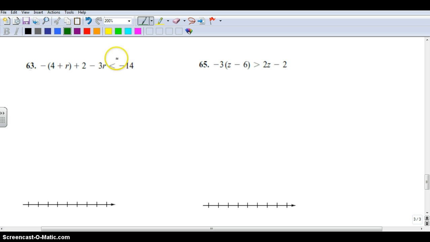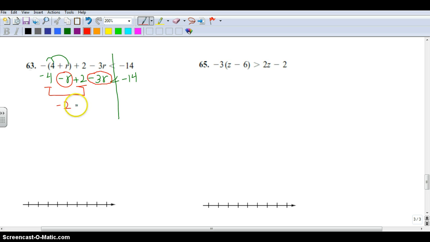Alright, so if you want to draw that line, we're going to distribute the negative. So we're going to have negative 4 minus r. Now this stays plus 2. The negative only applies to whatever's inside the parentheses. Now it's time to clean up the left side. Let's see what we have in common here. We've got negative 4 and positive 2. That will give you negative 2. We've got minus r and minus 3r combined to give you minus 4r is less than negative 14.